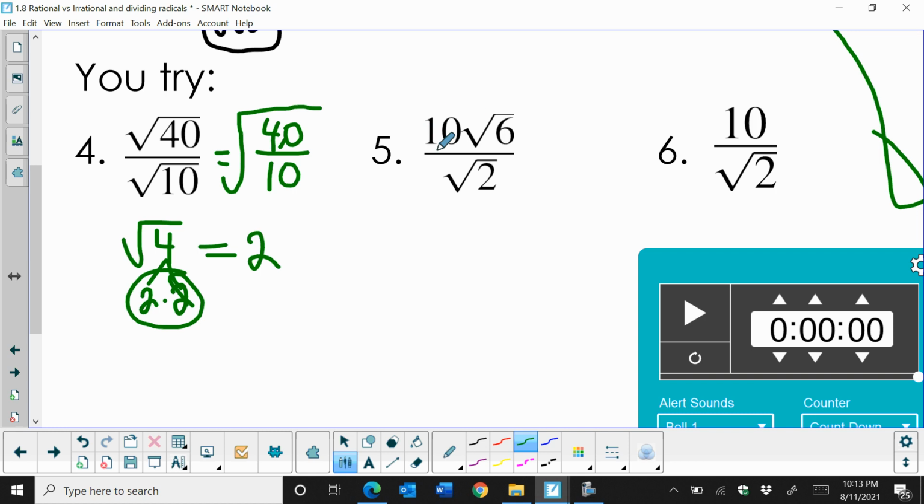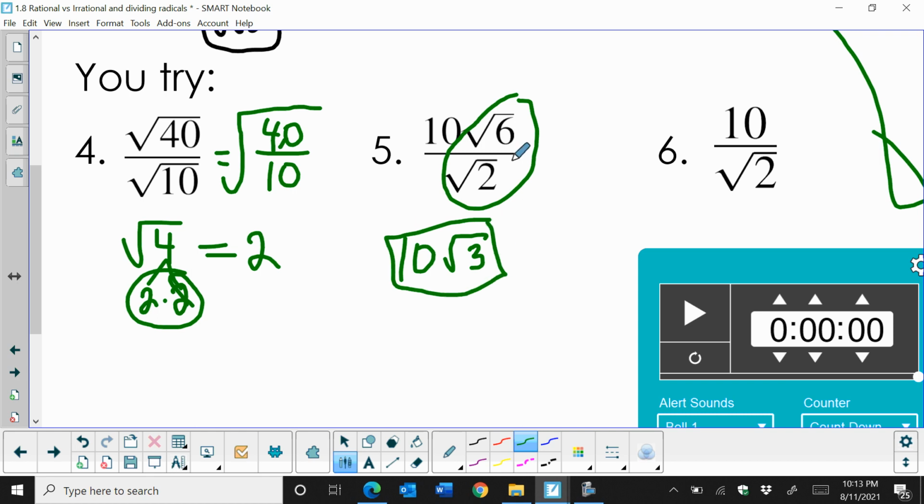We have a coefficient of 10 divided by root 6 and root 2. Now, let's look at the radicals. Can we divide 6 by 2? And the answer is yes. So this is very simply 10 root 3. We just divide 6 by 2 because they're both in the radical.